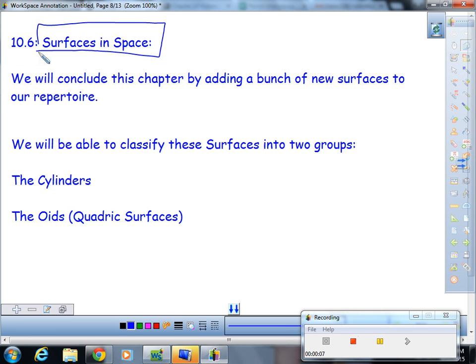All right, we're going to conclude this chapter. Even though there is a 10.7 in our book, we will be coming back to that at the end of the year. So we're going to conclude this chapter by finishing up the surfaces that we will be able to demonstrate with an equation. All of these surfaces will be able to be grouped into two different types of surfaces. So we have the cylinders and we have the oids.